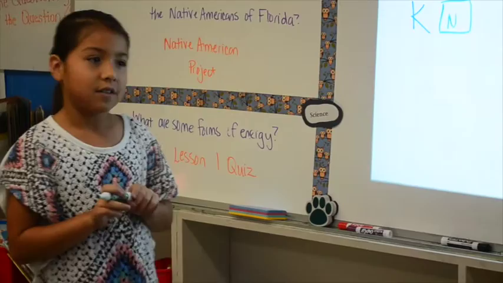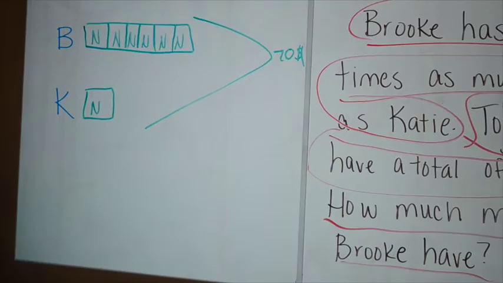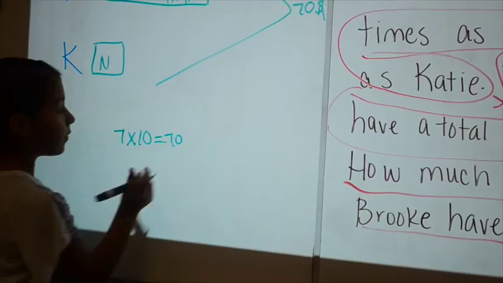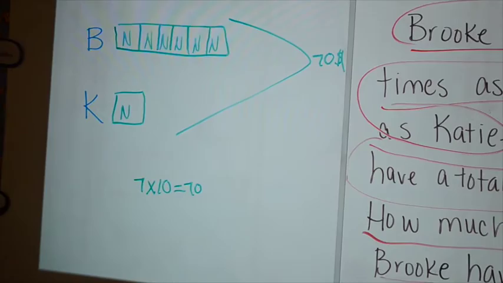What is our equation going to look like, Ariana? 7 times N equals 70. So 7 times 10 equals 70. Where'd you get the 7 from? The 7 from our boxes. How? 7 boxes. Count the boxes. 1, 2, 3, 4, 5, 6, plus Katie's is 7. So we knew that we had 7 parts. So now we know N equals what? N equals 10. So you can go ahead and replace that in the boxes.